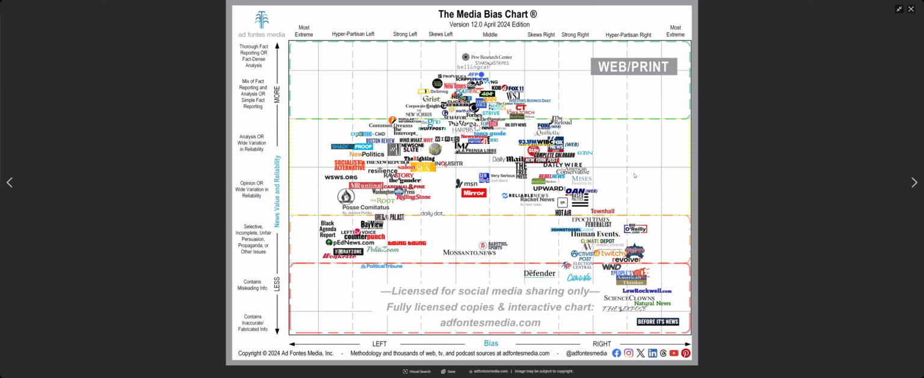But it's very interesting, and I always find it fascinating that it's pretty much a bell curve. Across the bottom is bias, whether it's left-leaning or right-leaning, and I like the fact that they put the left to the left and the right to the right. And then the y-axis is how reliable it is. Up here at the top, it's thorough fact reporting or fact-dense analysis, all the way down to contains inaccurate or fabricated, contains misleading, and stuff like that.